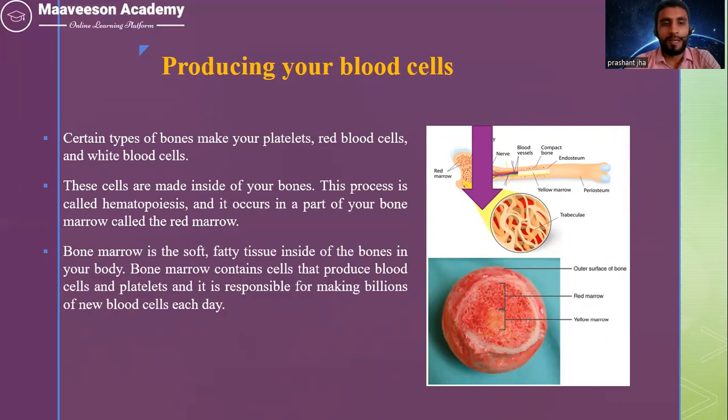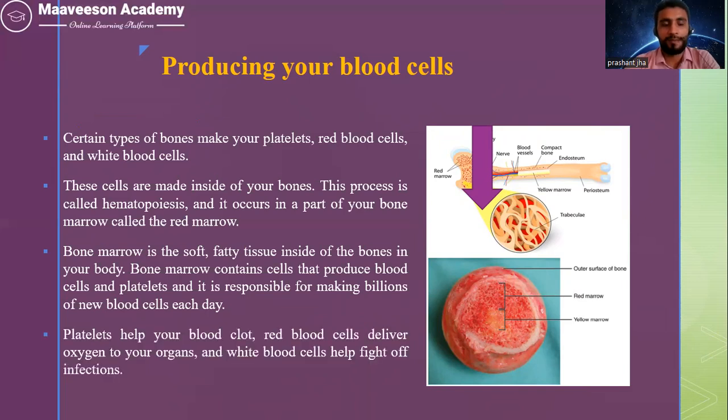So what is bone marrow? It is a soft fatty tissue inside the bones in your body. Bone marrow contains cells that produce blood cells and platelets, and it is responsible for making billions of new blood cells every day. Platelets help your blood clot, red blood cells deliver oxygen to your organs, and white blood cells help fight off infection.